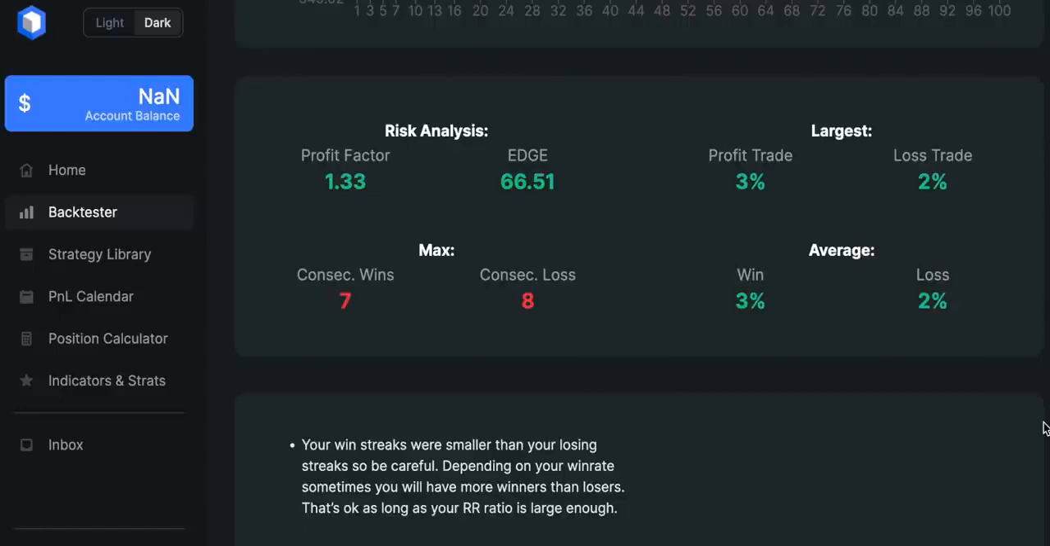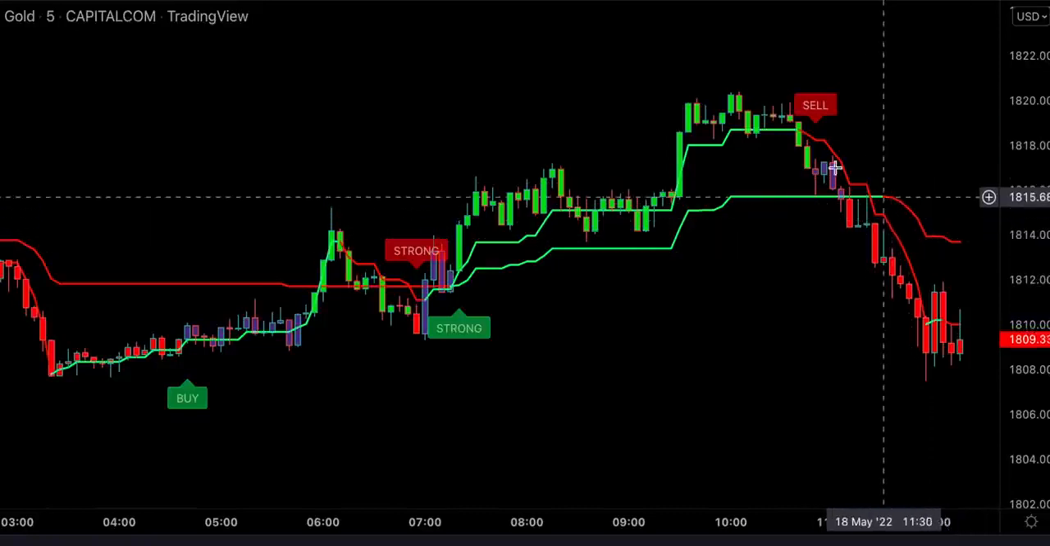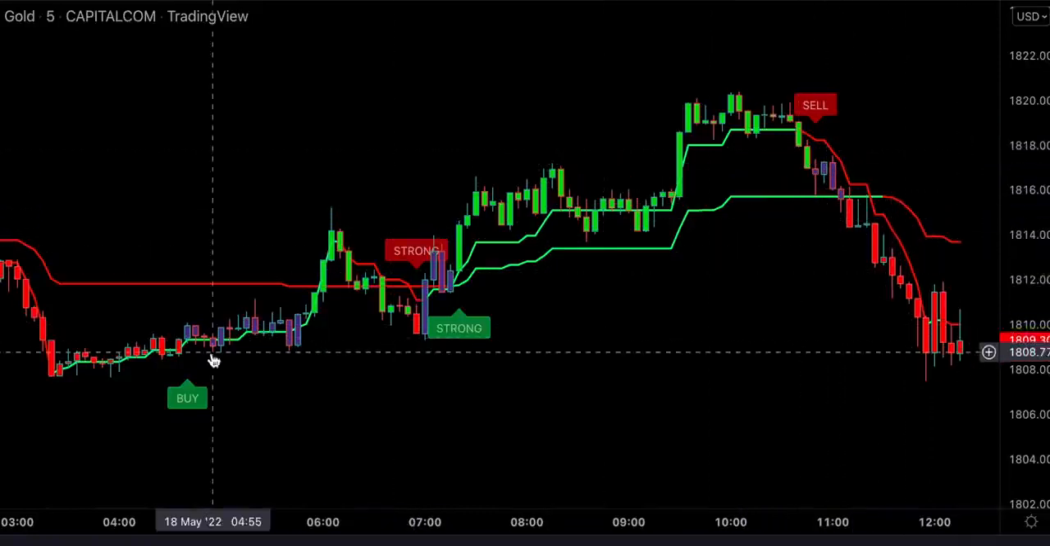And we also have feedback from our Trader Edge backtesting app that says your win streaks were smaller than your losing streaks, so be careful. But again, this is only one way of using this indicator. There are multiple ways you can use it, so let's do another backtesting and see if the results are any better. For that, we're going to need to disable these 2 lines because I feel like they're preventing us from taking really nice trades.